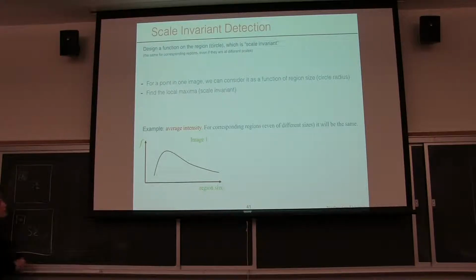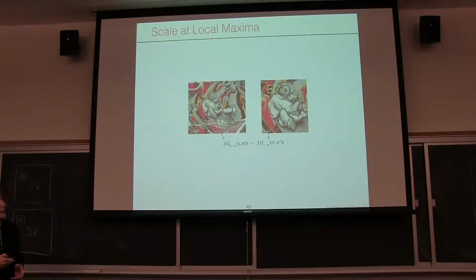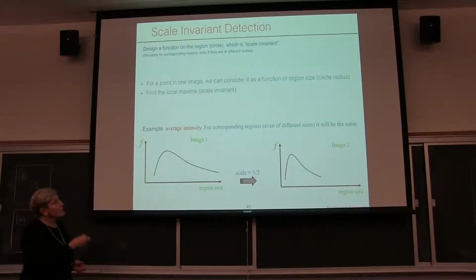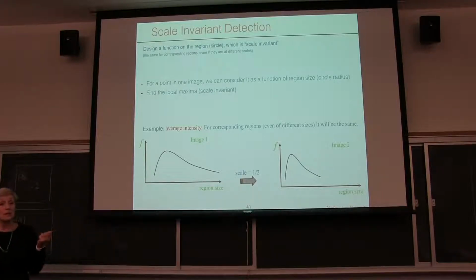Okay? So if I make a plot of the region size versus the gray level value average in that region, so I take this size and how much is the average, and I keep changing it until I hit a maximum. Okay? And then I do the same thing in the other image. Okay? The places where the maximums are, that is the scale that matches one with the other.